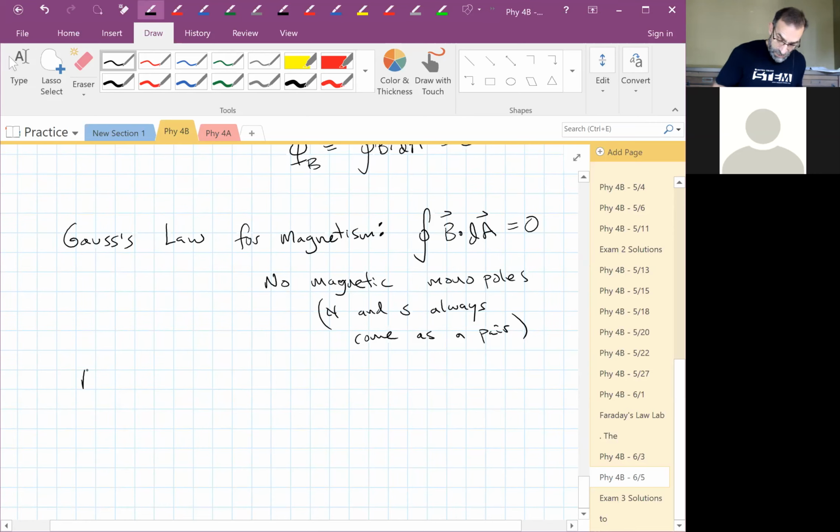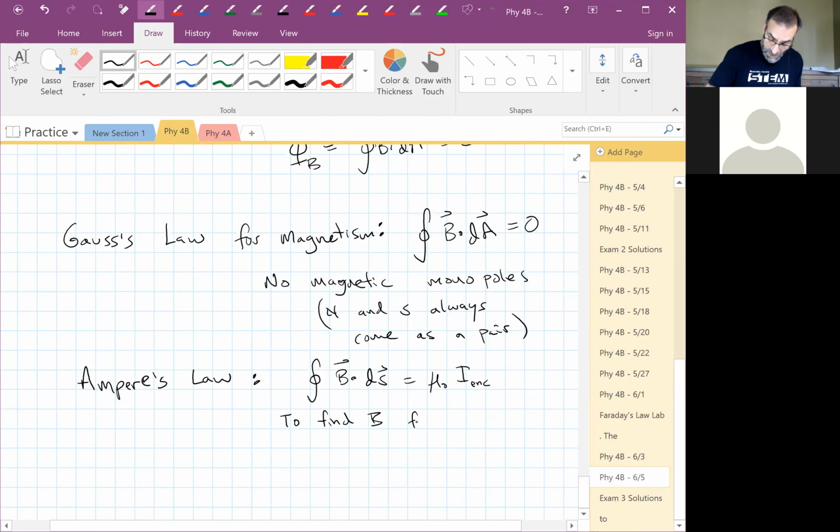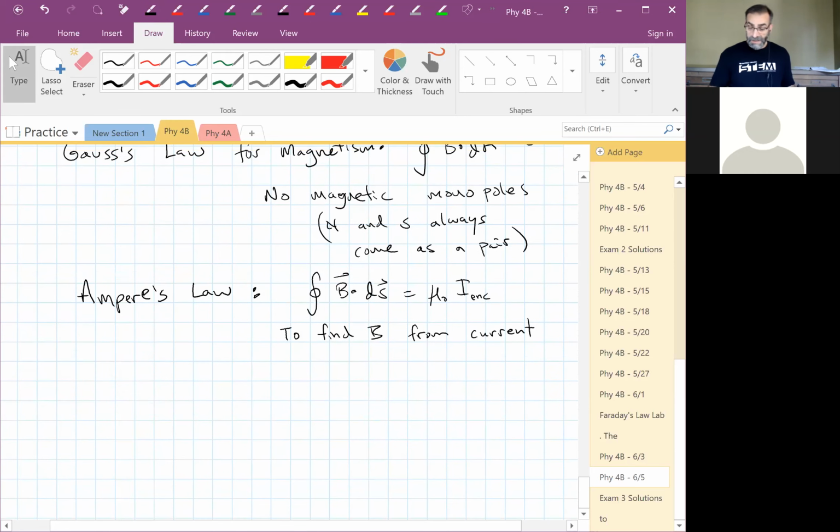Ampere's law, as we learned it: integral B dot ds is mu naught I enclosed. This helps us to find B from current. But Maxwell came along and said Ampere's law isn't quite right. We need to modify it to make it more universal.